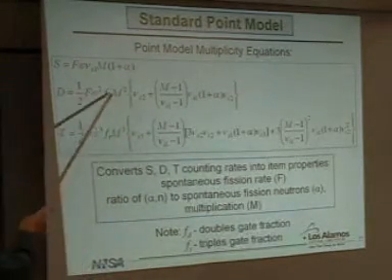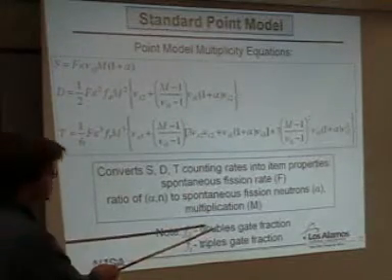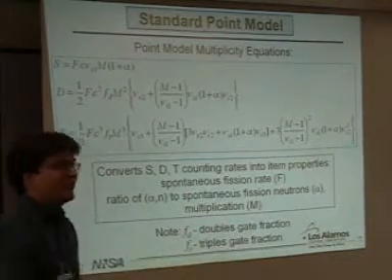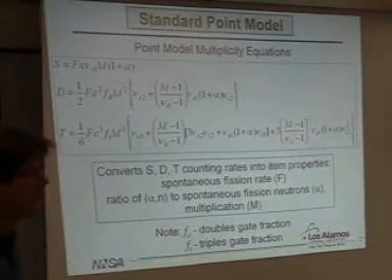I've added an additional term here and here. These are detector effects. These are what's known as the double gate fraction and the triple gate fraction. I'll discuss those in the next lecture, because I don't have time right now.